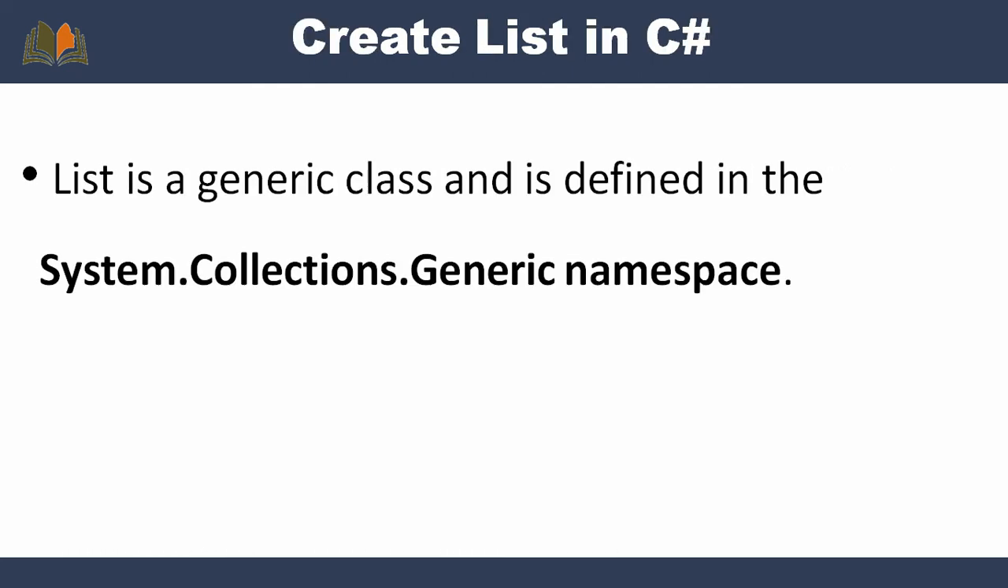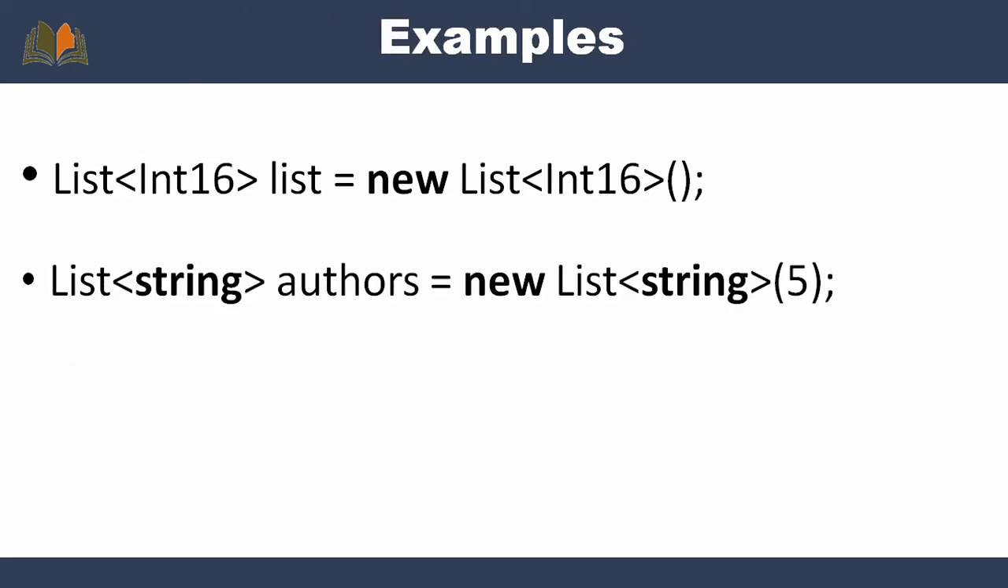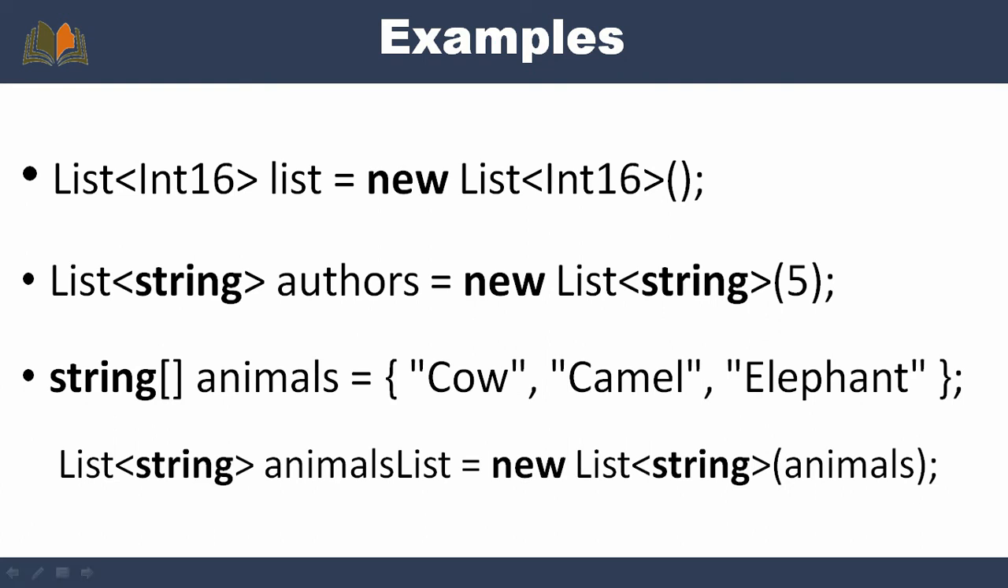And now we just see here how to create a list in C#. So as we know, the list is a generic class and which is just defined under the System.Collections.Generic namespace. So whenever we create a list, we should use this namespace. Means before creating the list, we should declare this namespace on the top, like using System.Collections.Generic namespace. And these are few of the examples of list, like List<Int16> list equal to new List<Int16>, and List<string> authors equal to new List<string>(5).